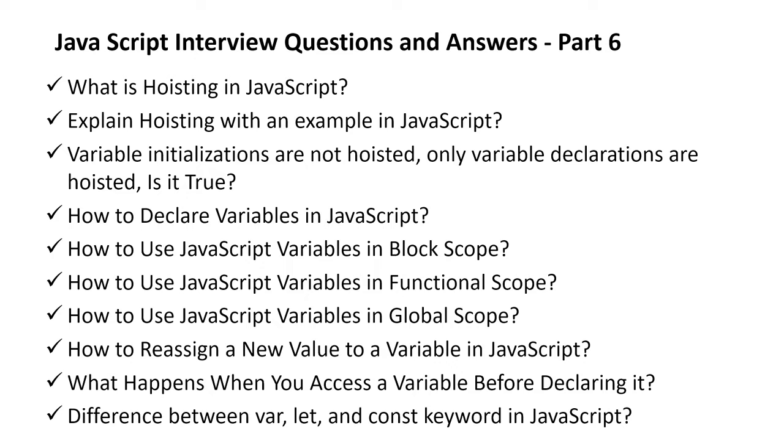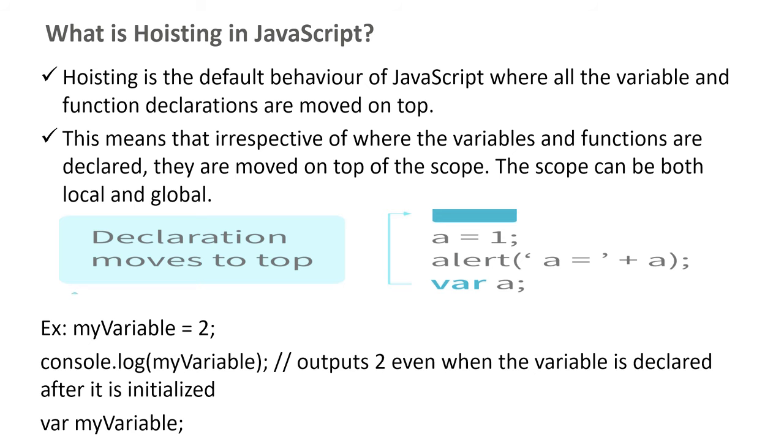Now let's start with question number 1. What is hoisting in JavaScript? Hoisting is the default behavior of JavaScript, where all the variable and function declarations are moved to the top. This means that irrespective of where the variables and functions are declared, they are moved to the top of the scope. The scope can be both local and global.